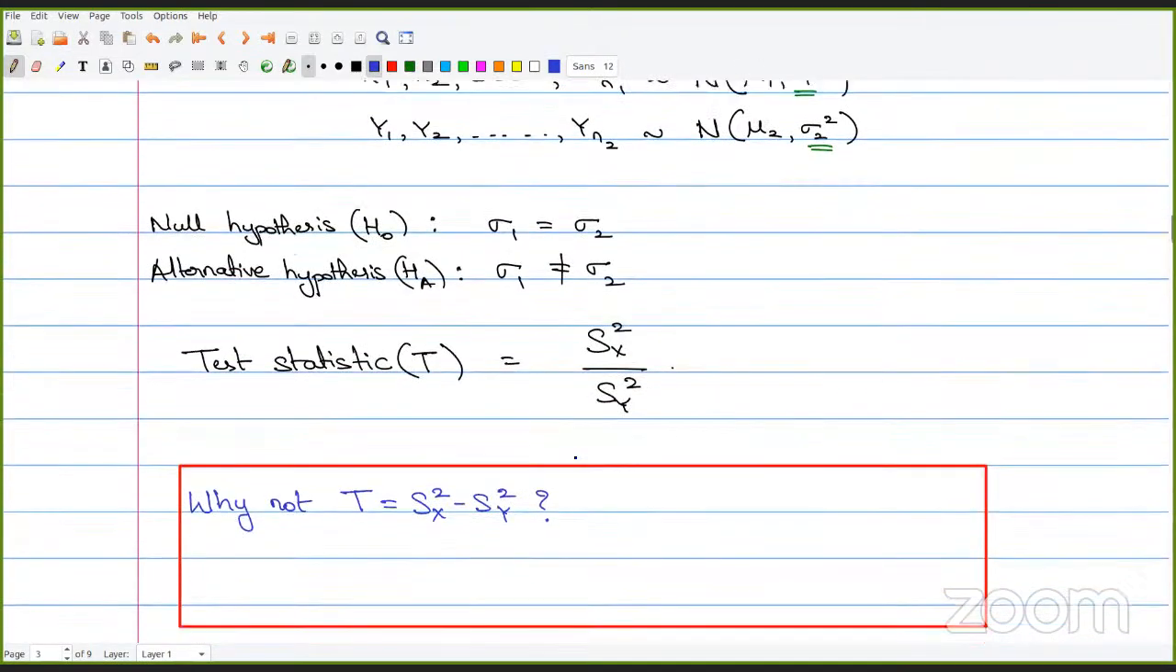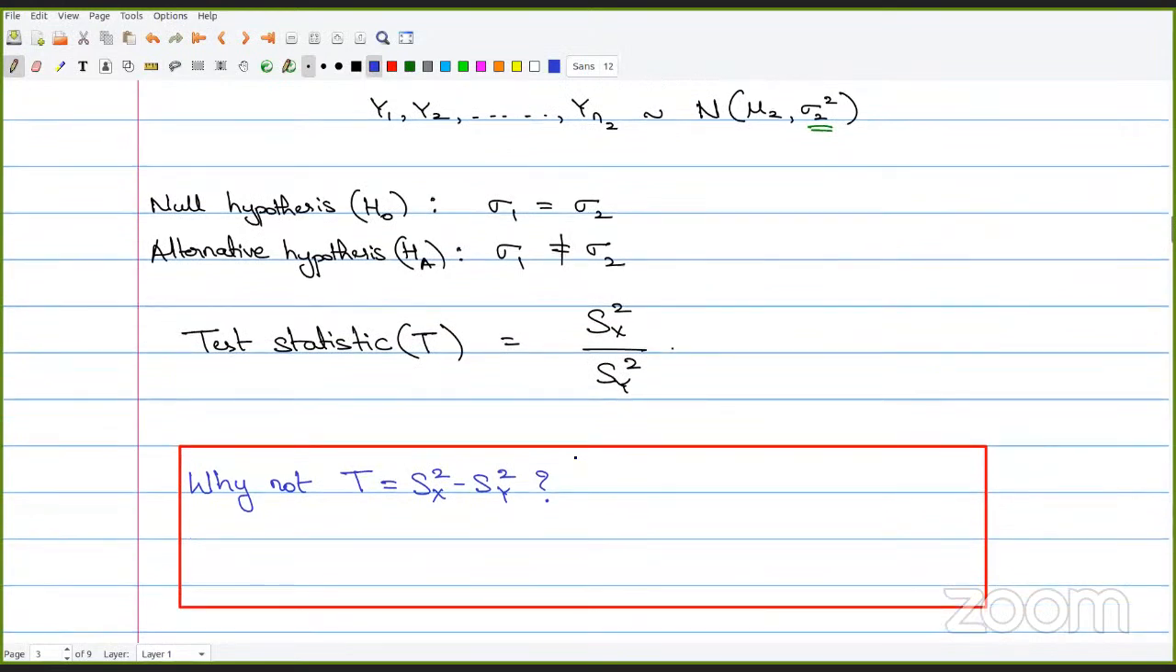And my question is, why not do whatever we did for the mean? For the mean, we just subtracted and took that as the test statistic. So why not do the same?